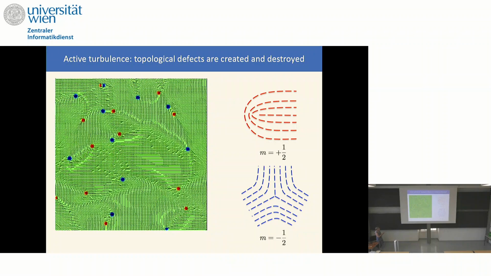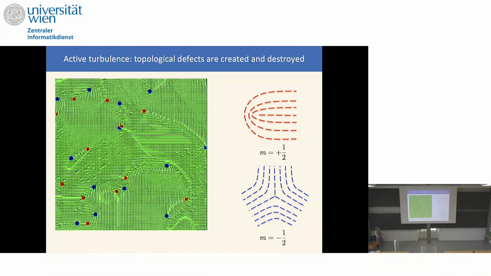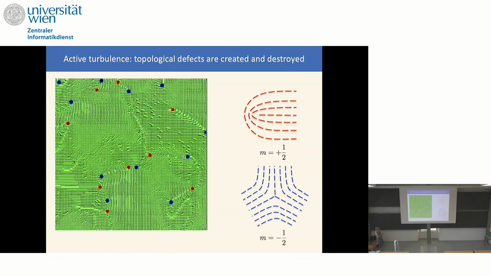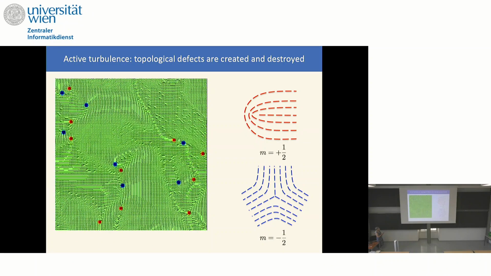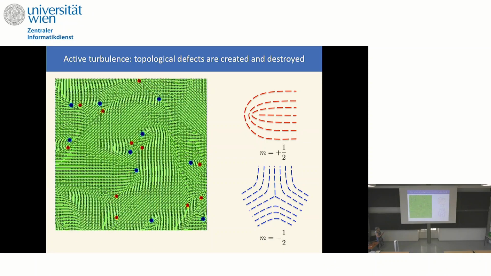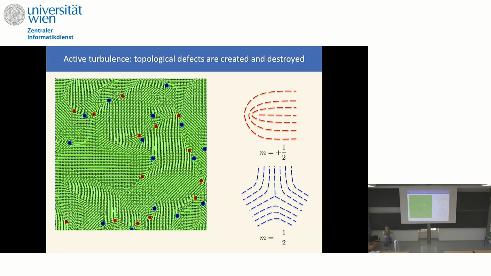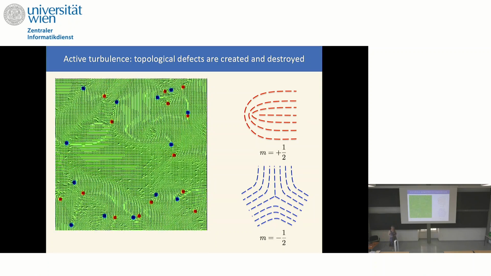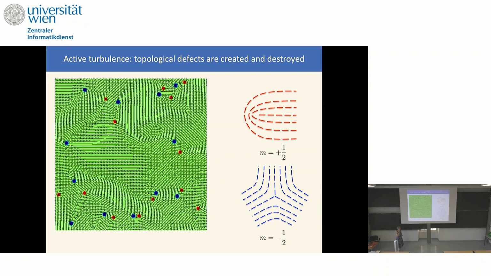I'm used to looking at this, and there are two in pairs. I think up here you'll see them pop out, and then the red one zooms off. Yep. You only have spontaneous creation of plus-half and minus-half defects.